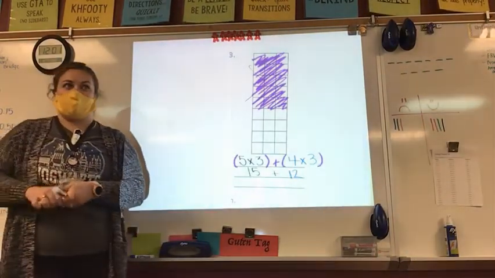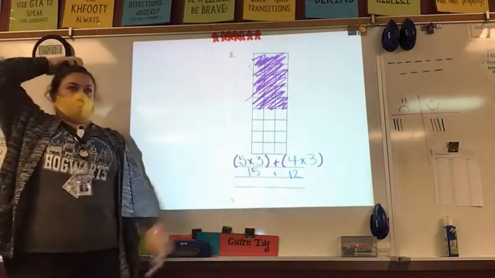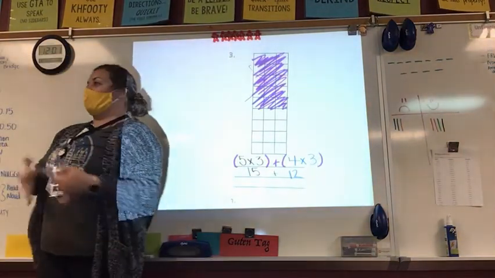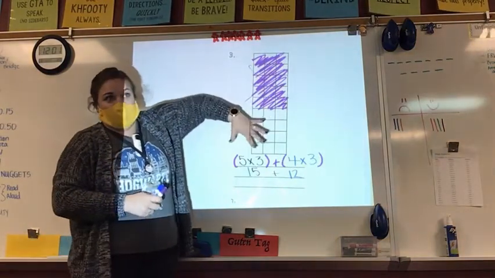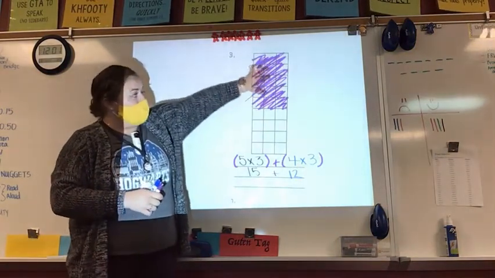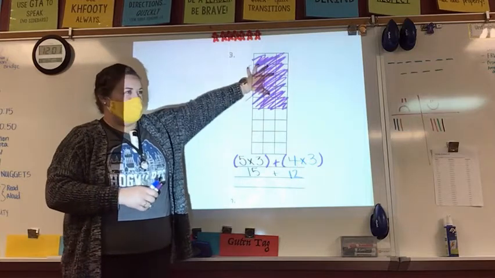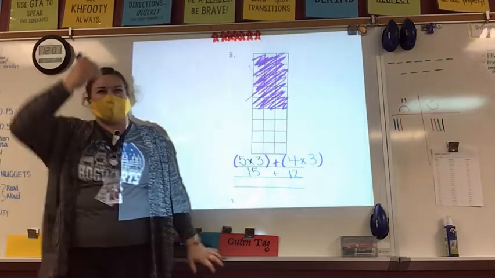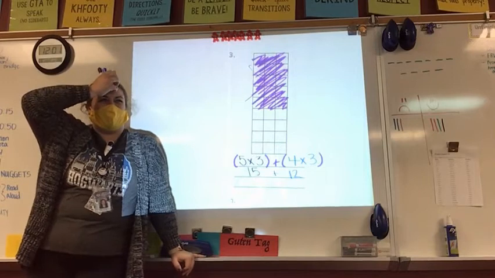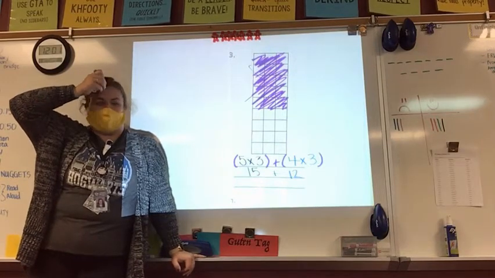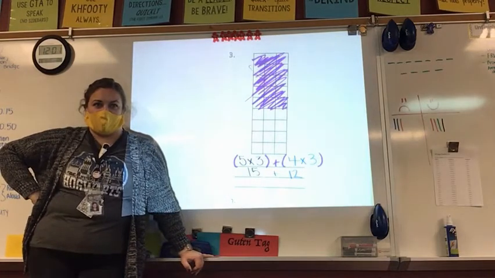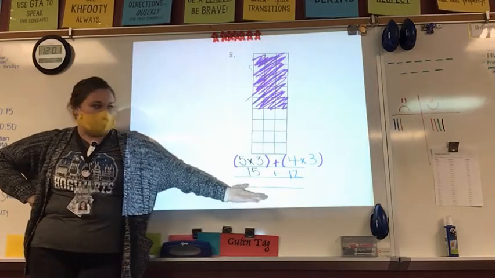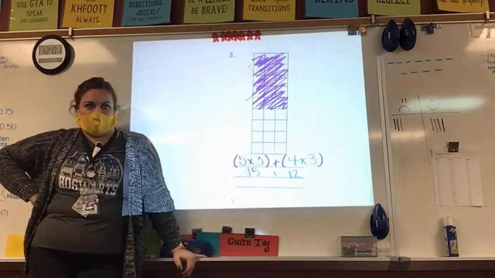Now what? Now it does have two numbers. How do I get the total area, the space inside? We multiply this part, we multiply this part. What do I do now? This says 15 plus 12. Skylar, what do I do? I find the answer by adding those up, right? What did you get?